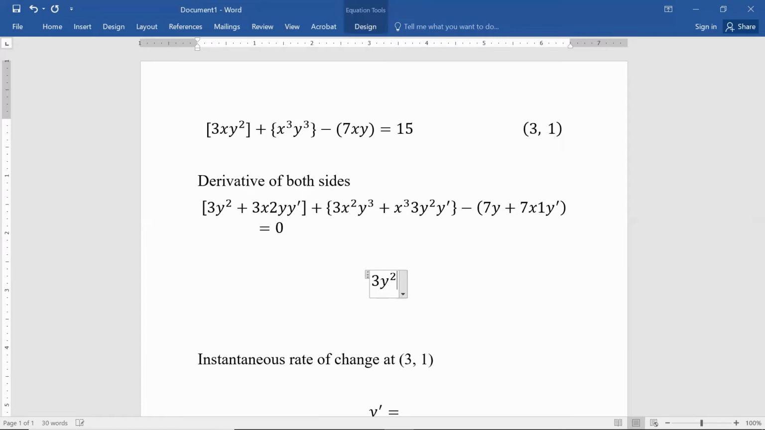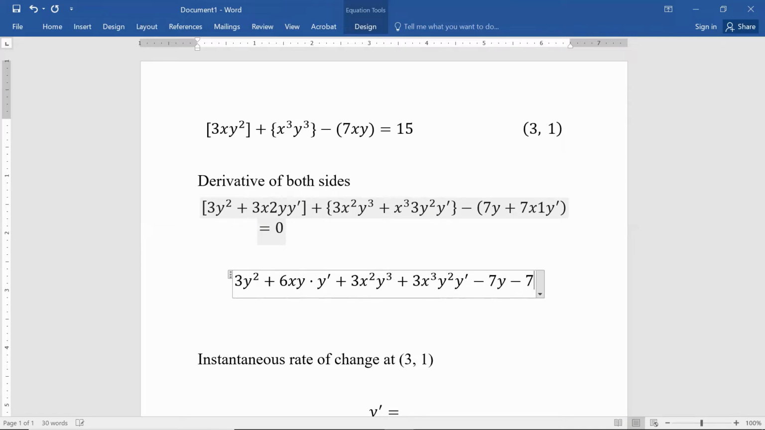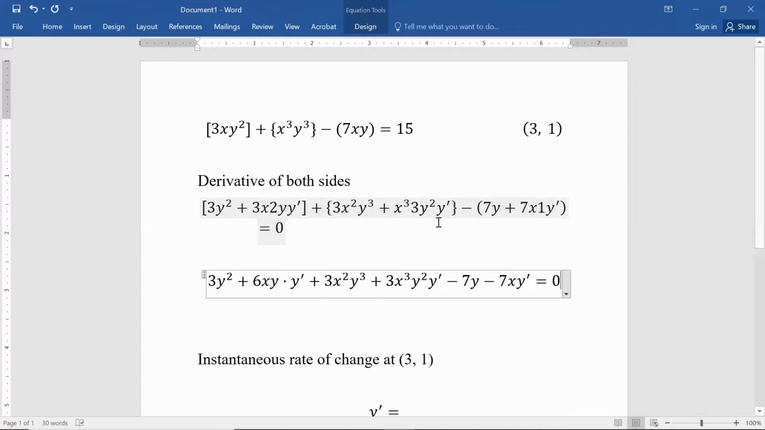So 3y squared plus 6xy times y prime plus 3x squared y cubed plus 3x to the third y squared times y prime minus 7y, and that's going to be a minus 7x times y prime. All of that is equal to 0.